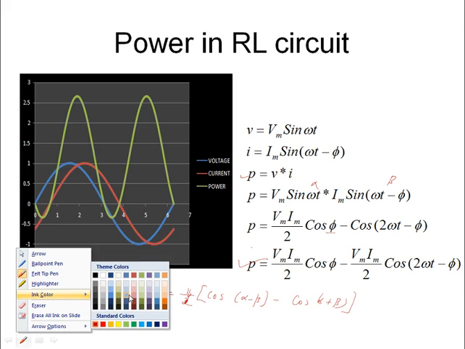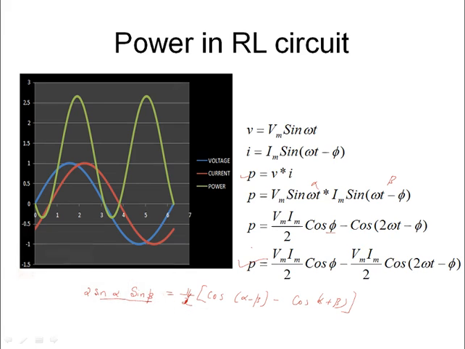Now let's see how this waveform has been drawn. This is my voltage waveform, this blue one, and this is my current waveform, which is at an angle phi. This much angle is phi. First we have to draw the voltage and current. Then at points where either voltage or current is zero, just put a marking to draw the power waveform. So this is where voltage is zero, here current is zero, here voltage is zero, here current is zero, and here again voltage is zero.